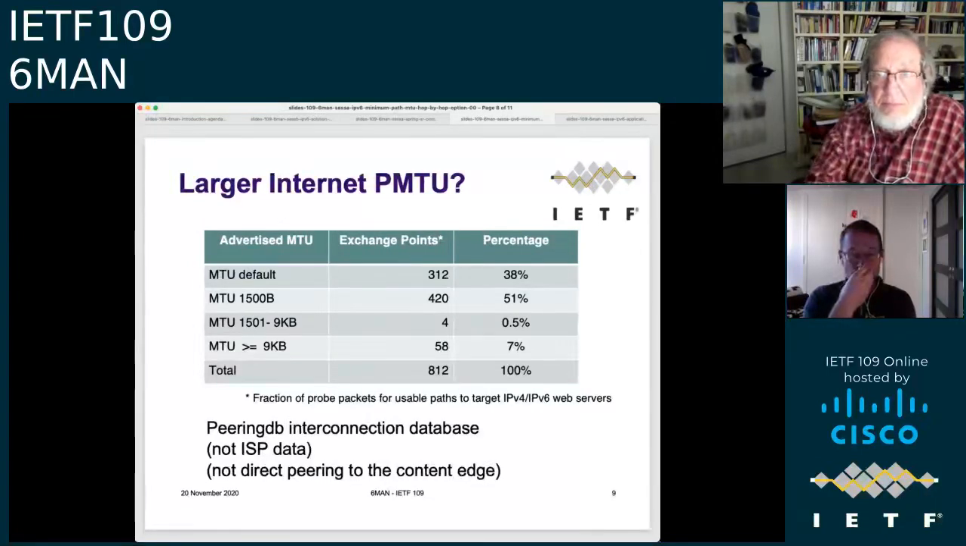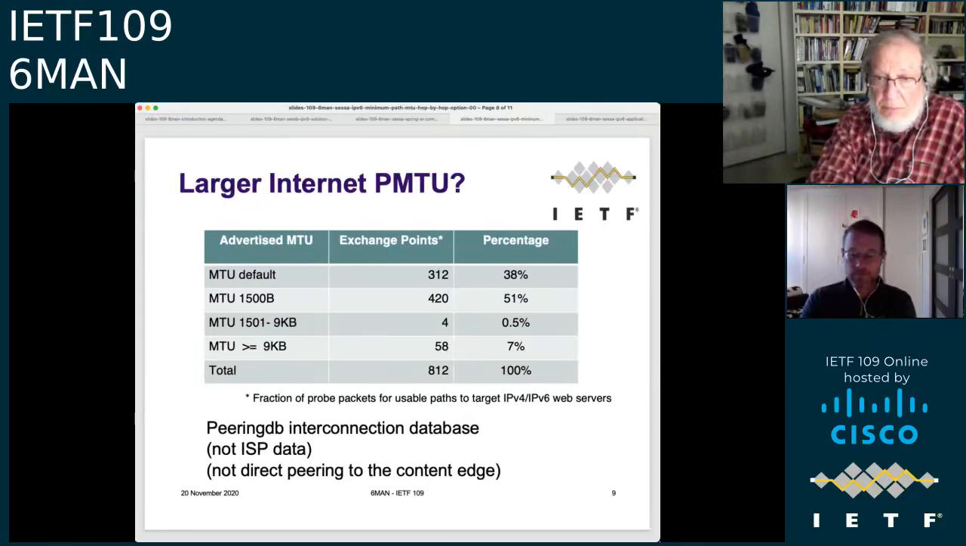And the answer is 38% in PeeringDB use a default MTU. 51% use a 1500 byte MTU, probably the same advertisement actually. So only 7% used a 9 kilobyte MTU. Well, okay, you could take that good or bad. There is a 7% of IXs, internet exchanges, that actually support a big MTU, so that's pretty good. It might not help you in general.